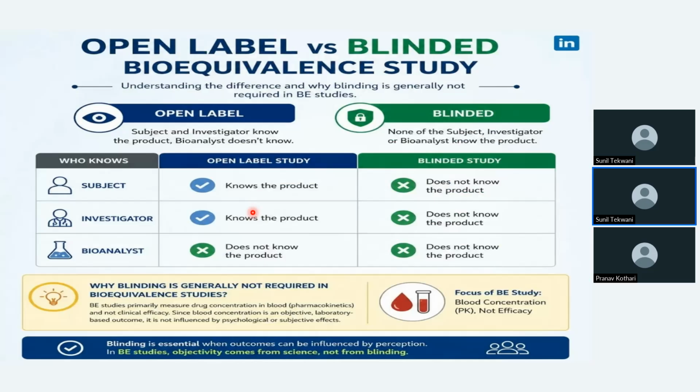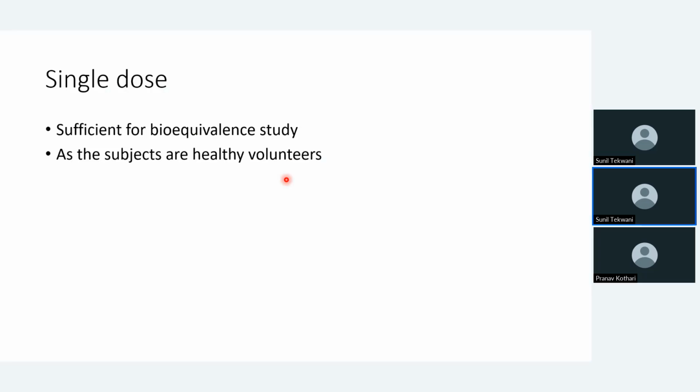We compared open label versus blinded. BE studies are generally open label. Blinding is not required because we are not evaluating efficacy.